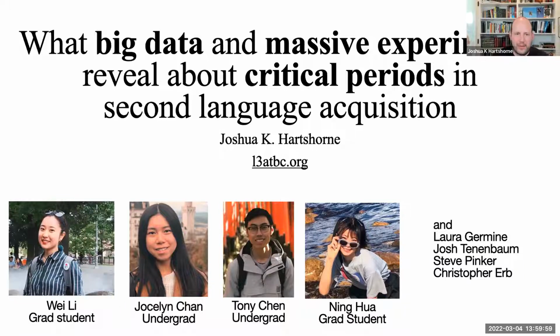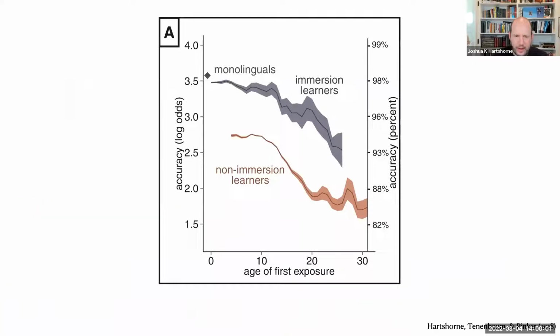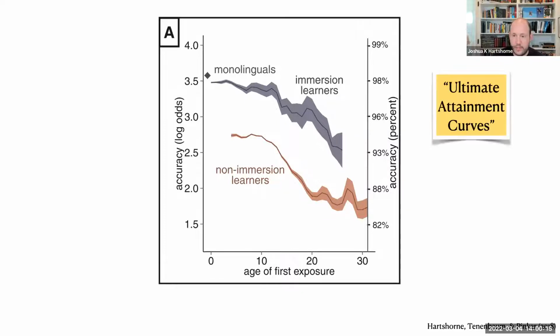And I want to start with talking a little bit about how the field has looked at and studied critical periods in language before. Studies tend to involve looking at something like this, which I'm going to call an ultimate attainment curve, because what we're looking at is proficient speakers of a language and comparing their current knowledge of the language against the age at which they started learning the language. So here, this is my 2018 paper, and this is all syntactic knowledge, so morphosyntax.